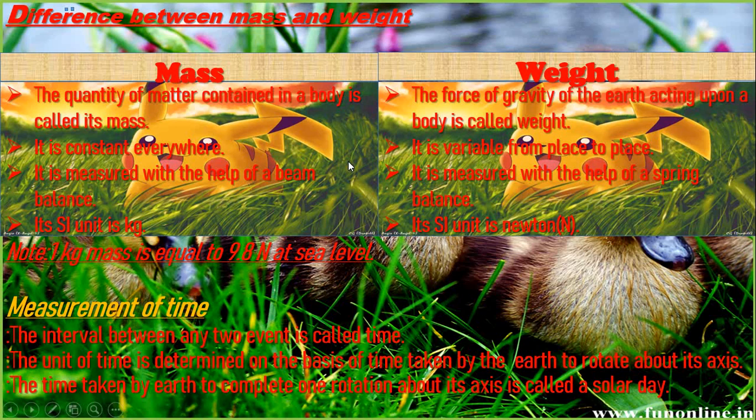The next difference between mass and weight is that mass is measured with the help of a beam balance, but weight is measured with the help of a spring balance. A beam balance is used to measure the mass of the body, but a spring balance is used to measure the weight of the body.